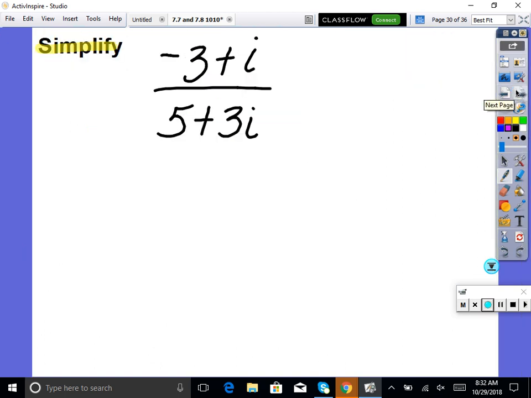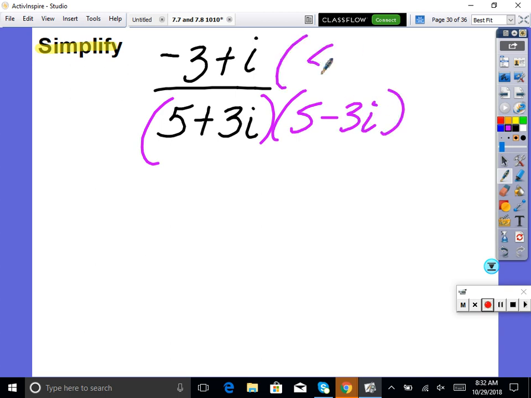Okay, what would I multiply by? I won't go through the whole thing, but what would you multiply by? 5 minus 3i. Good. 5 minus 3i. And then you distribute that through. Awesome.